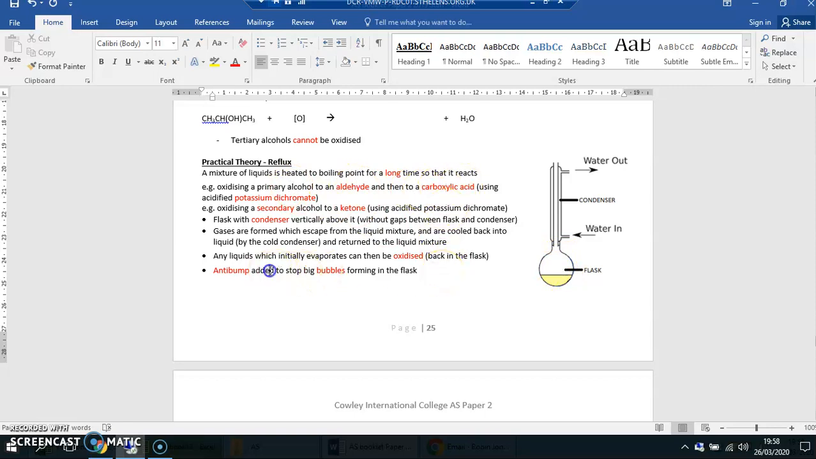Anti-bumping granules, small pieces of porcelain from broken evaporating dishes, are added to stop big bubbles forming in the flask.